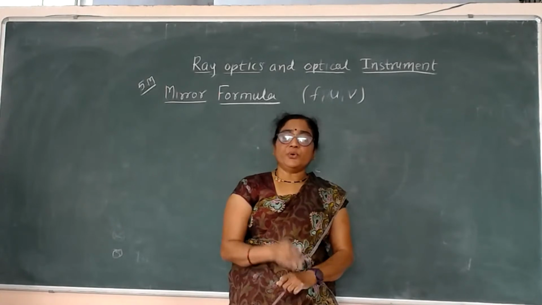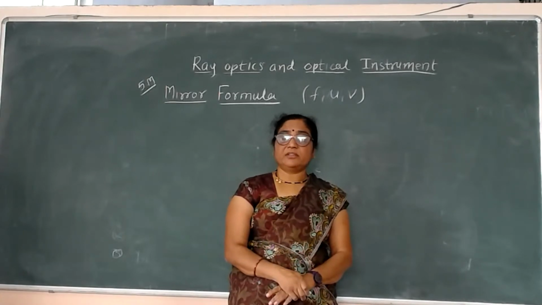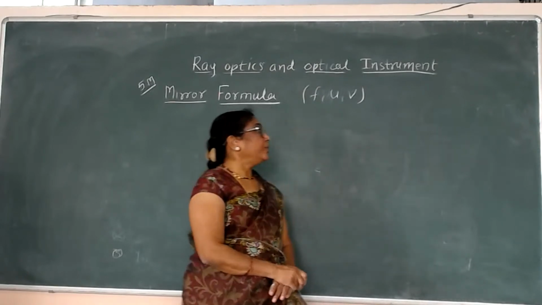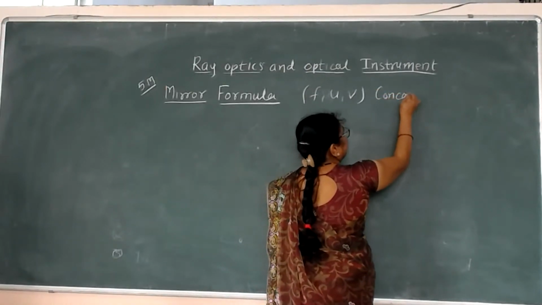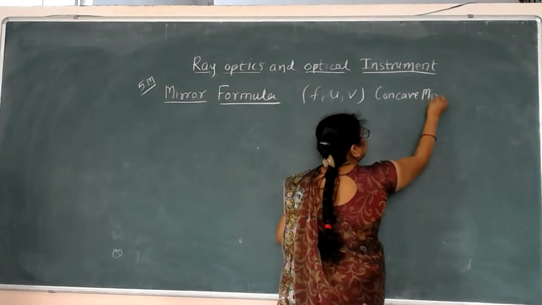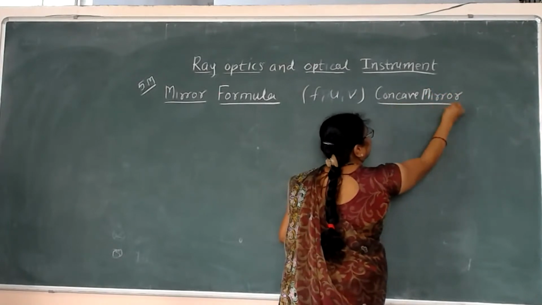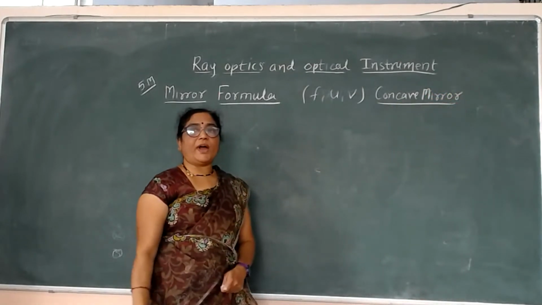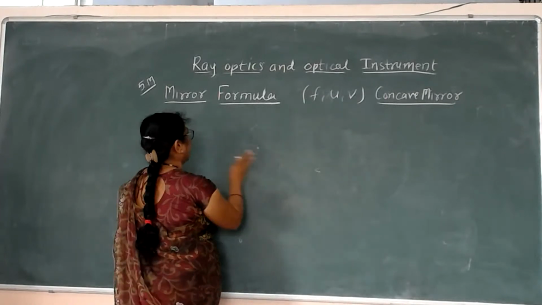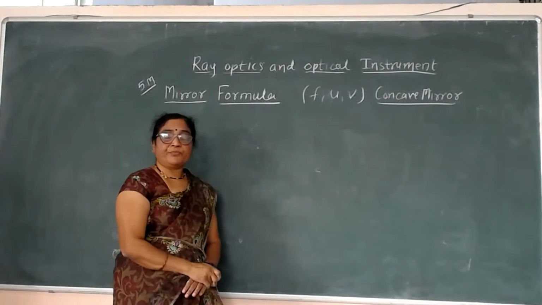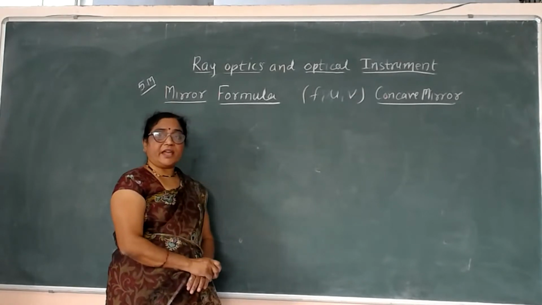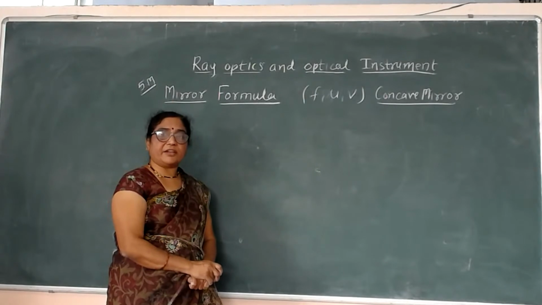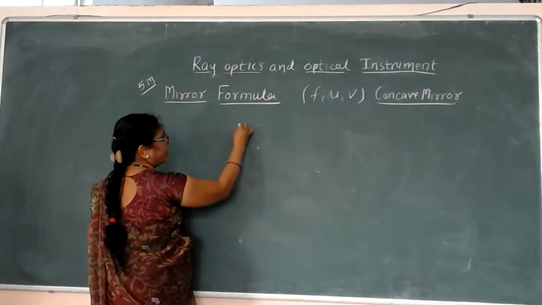To derive this expression, we use the concave mirror. By using the concave mirror, we derive the relation between F, U and V. So how to derive this? First, draw the figure. First, draw the ray diagram, showing where the ray is incident and where the ray is reflected.